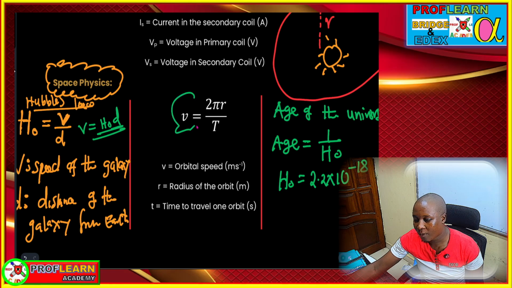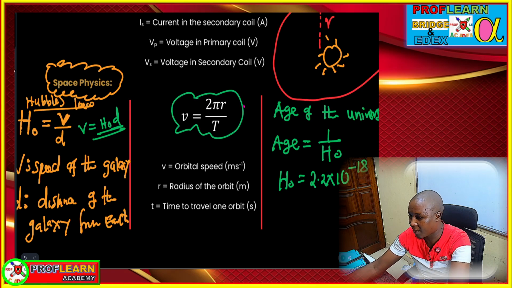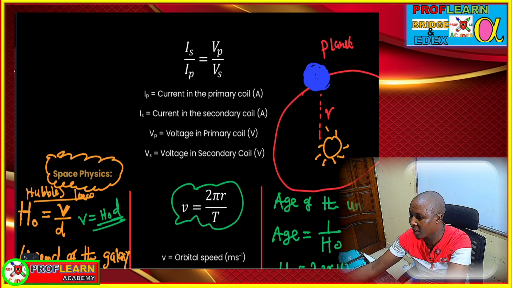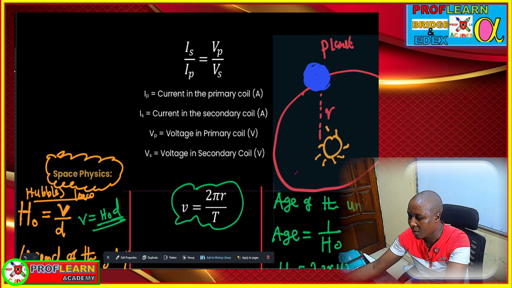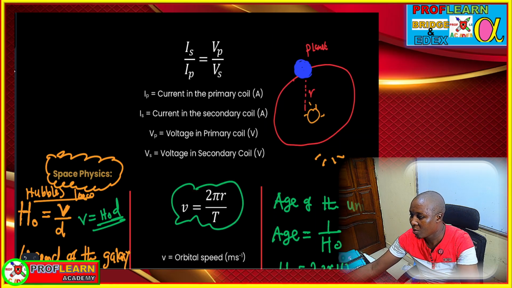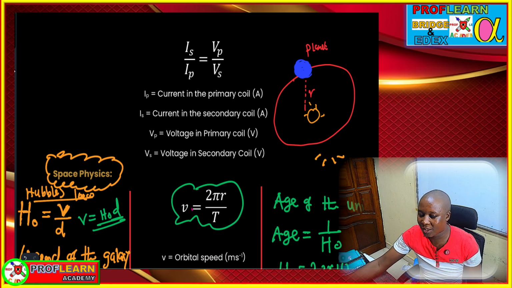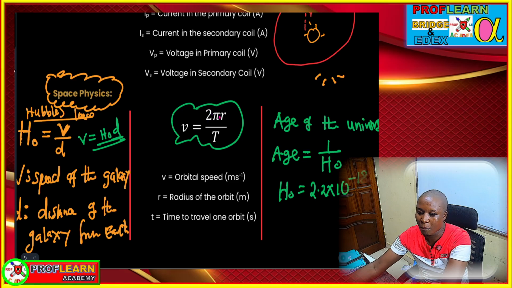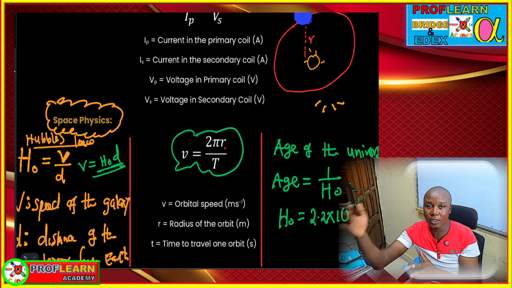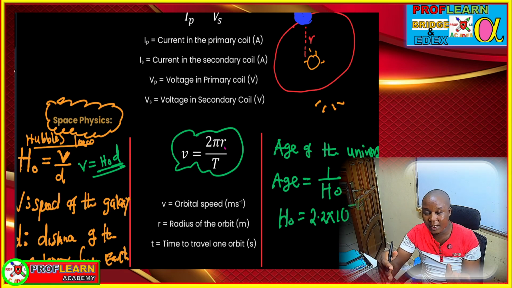And also, if there is an object moving around its orbit, for instance, a planet moving around the sun like this one, you need to understand that the orbital speed at which it's going around is going to be 2 pi r over the time period. The time period is the time it takes to orbit around the sun.